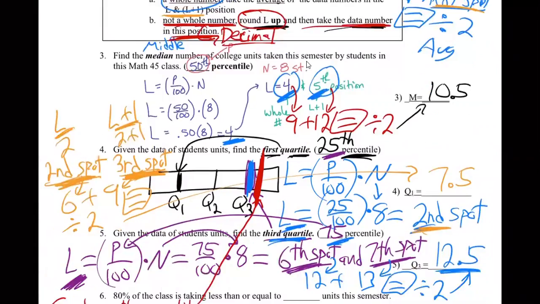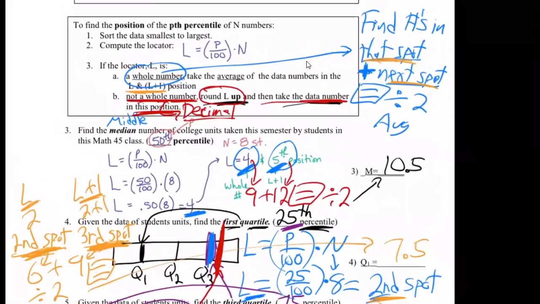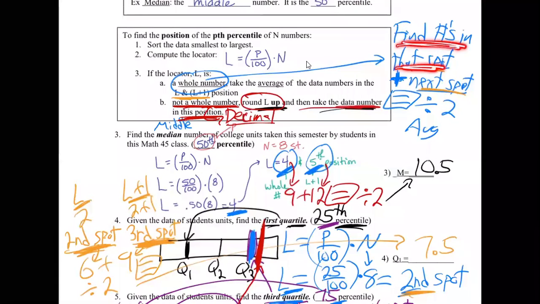In the 3 problems we just did on number 3, 4, and 5, all of those came out to be whole numbers. But 6 came out to be a decimal. Do you see the difference? So when you get a whole number, you have to find that number, that spot, and the next spot, add them, and then divide by 2.